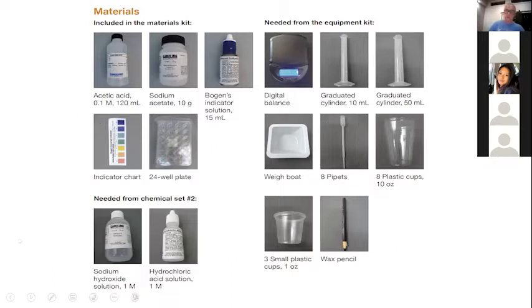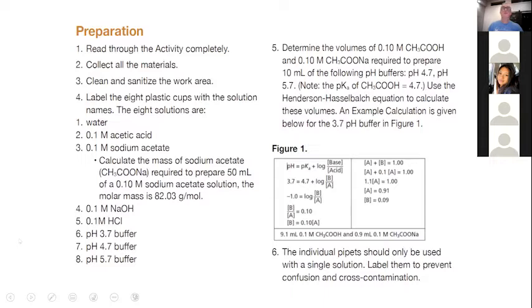So where do we begin? Yeah, read through everything completely. Yeah, that would have been nice.